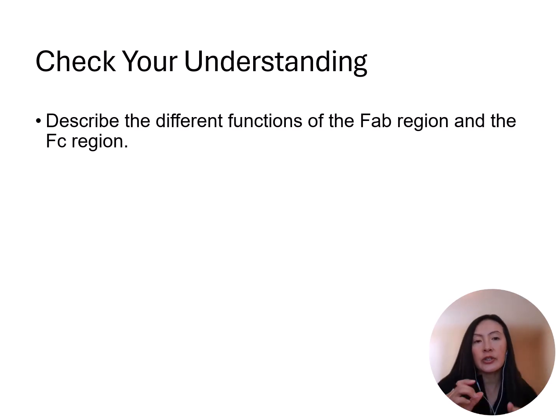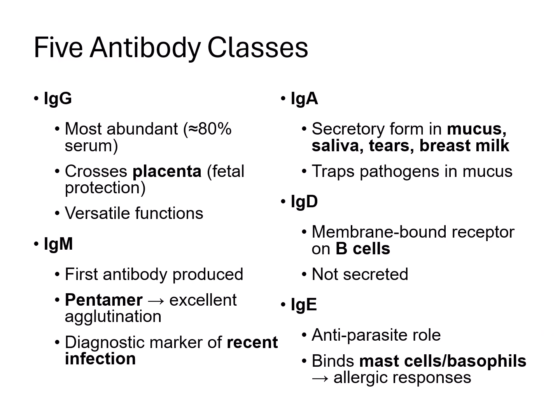Whereas that lower region, the FC region, that constant region, determines the antibody class, and we're going to see soon that it binds to phagocytes, natural killer cells, and complement proteins. And this is going to mediate opsonization and complement activation. So when we think about how FAB and FC differ, one region recognizes the pathogen, whereas the other recruits the killing mechanisms.